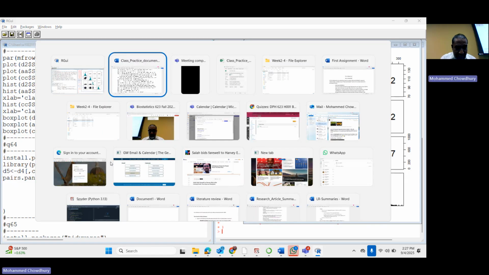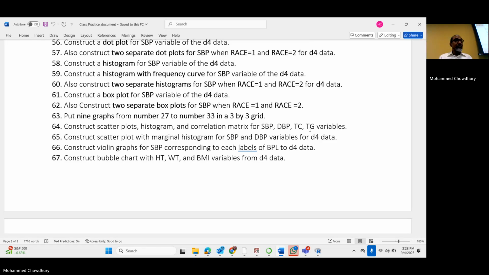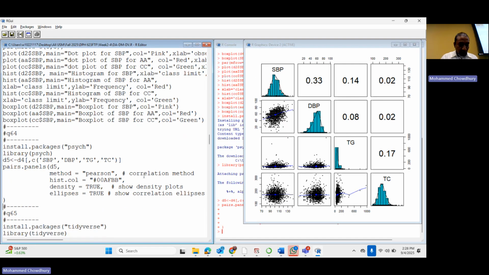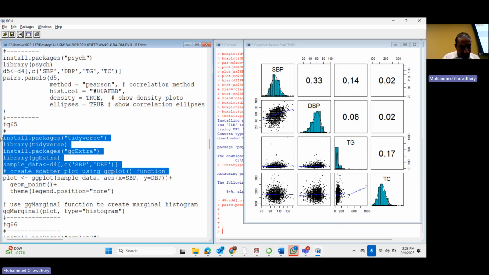So take a look at question 64. Construct a scatter plot, histogram, and correlation matrix for SBP, DBP, TC, and TZ. Please read the Word document. Understand? After that, construct a scatter plot with the marginal histogram. Okay, so now I want to do a scatter plot with marginal histogram. In order to do that, I have to explain these things. What does that mean?